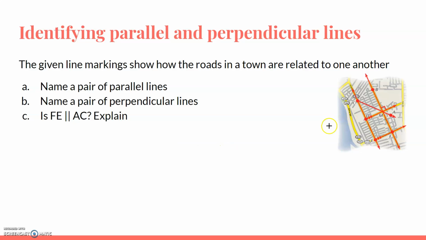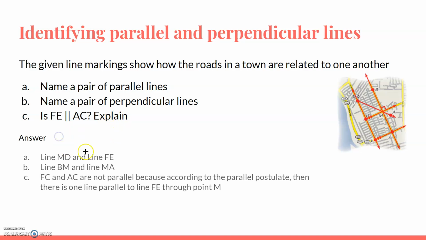Alright, so here we have a picture. The given line markings show how the roads in a town are related to one another. So what you have to do is name a pair of parallel lines, name a pair of perpendicular lines, and finally, are line FE and AC parallel? And you have to explain that. Pause the video, try this out, and come back for the right answer.